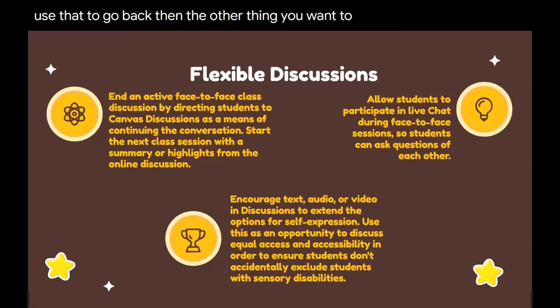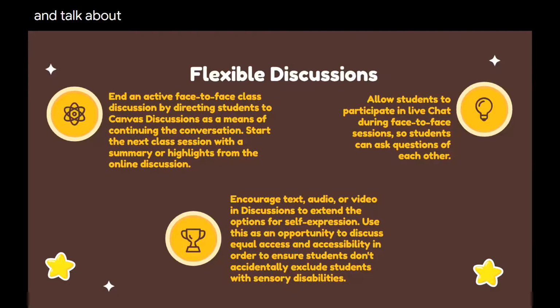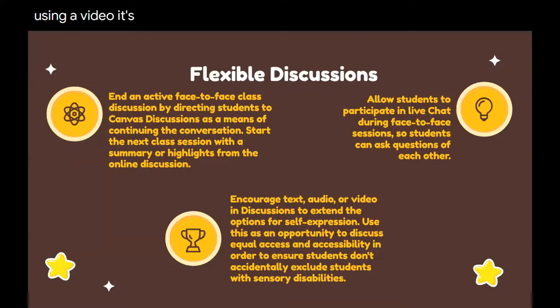Then the other thing you want to make sure is you encourage, when they're doing these discussions, to use text or audio or video, and talk about self-expression, and also talk about access to students who may either be using a screen reader or don't have great speakers, and why, if they are using a video, it's important to caption it. So using Studio and telling the students how they can request captions for Studio videos, because we don't want to exclude anyone. And a lot of students may be in a place where, even if they do have sound, they may not be able to turn it on because it may be interrupting someone else's synchronous or virtual school that's going on next to them.